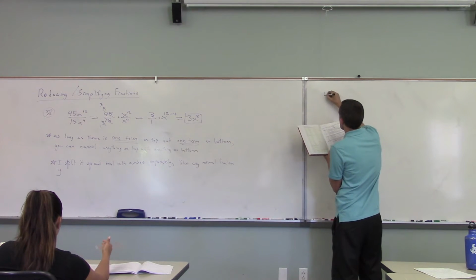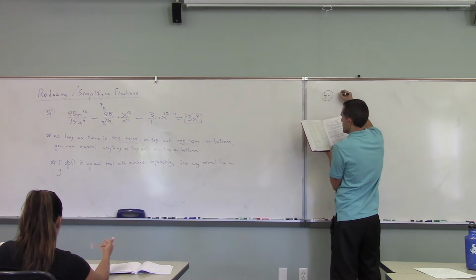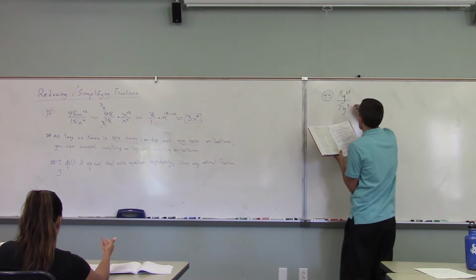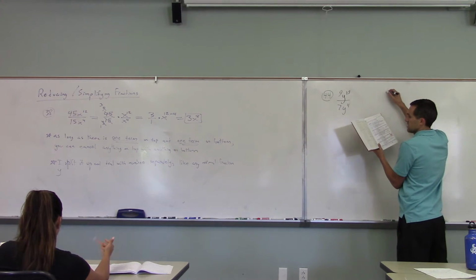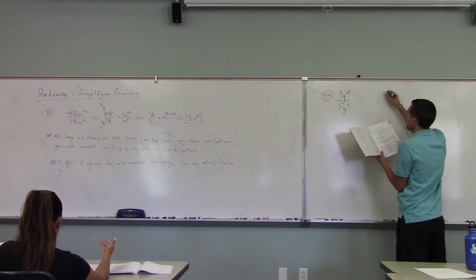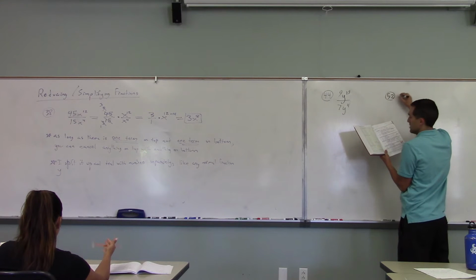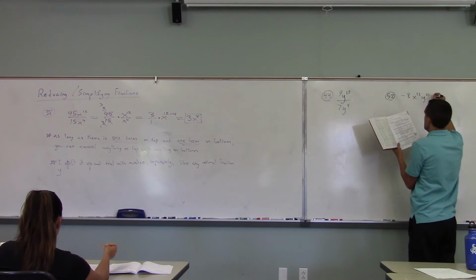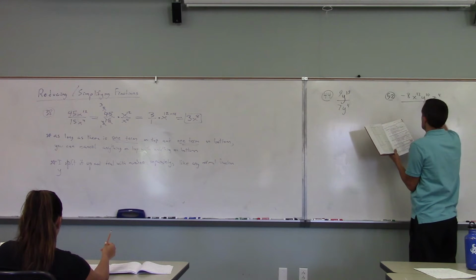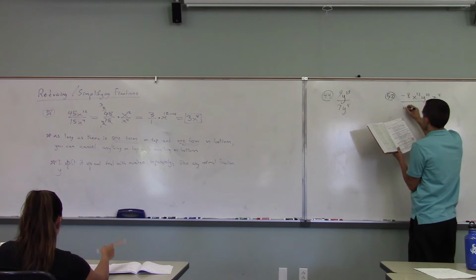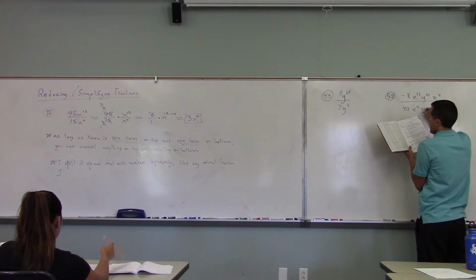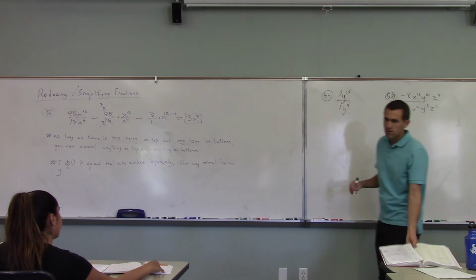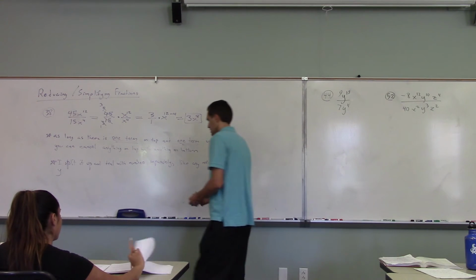Here's 44: 9y to the 19th over 7y to the 11th. And then, just to get absolutely bonkers, here's 52, which is negative 8 x to the 12th, y to the 10th, z to the 4th over 40 x squared, y to the 3rd, z squared. Okay, that's as absolutely bonkers as they can give it to us.